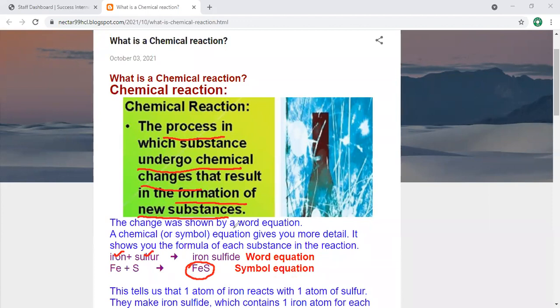The change was shown by the word equation. A chemical or symbol equation gives you more detail. Understand? Here, that is the word equation, and this one is the symbol equation. It shows you the formula of each substance in the reaction.